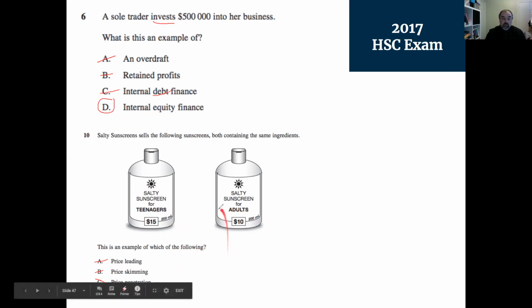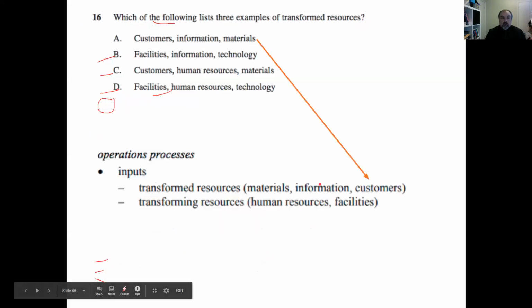But when you look at the consumer law section of marketing, you will realise that it's price discrimination. And the definition basically is charging different prices for the same product to different groups. All right, let's move on. I'll just clear the screen.